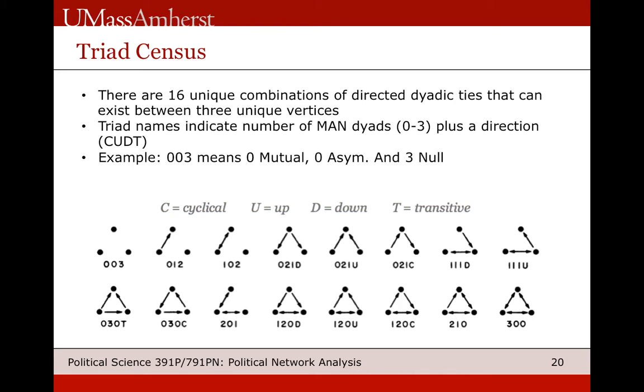and if it's 0, 2, 1 up, it means that both of the ties are going into the node that is the focal node that has the 2 asymmetric ties. And the 1 means there's still 1 null.